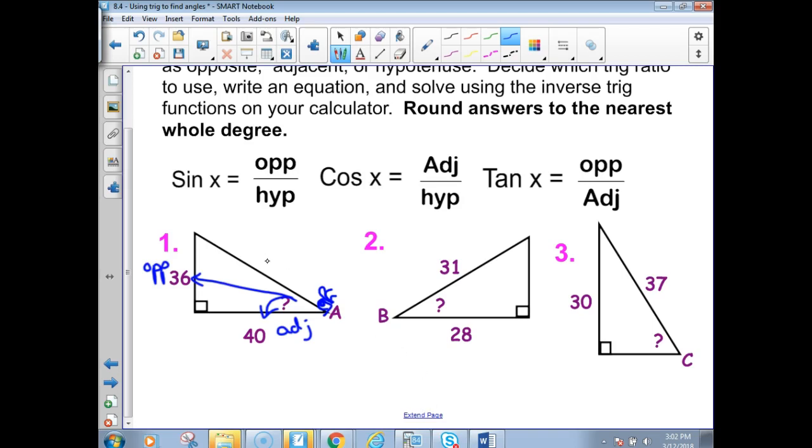Now, the hypotenuse is missing, which means I'm going to use the tangent. So I say, okay, well, the tangent of angle A, what I'm trying to find, is equal to opposite 36 over 40. So now when I'm trying to find an angle, I'm going to hit second tan 36 divided by 40.